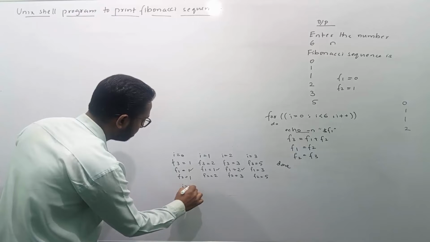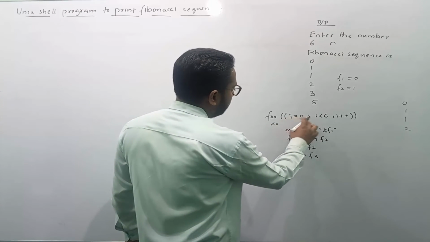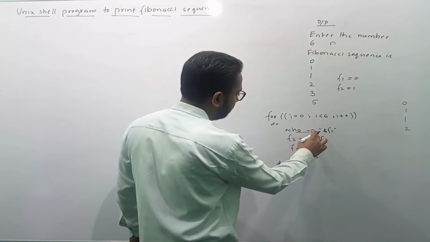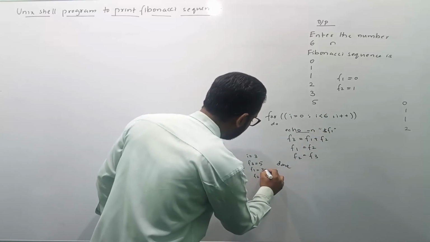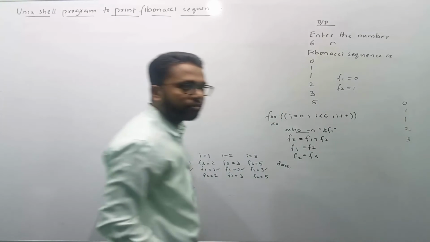Now I becomes 4. So for the value of I equals 4, the condition gets checked. 4 is less than 6, condition true. Control comes inside the for to print F1. F1 is 3. So 3 gets printed, which is the addition of these two.